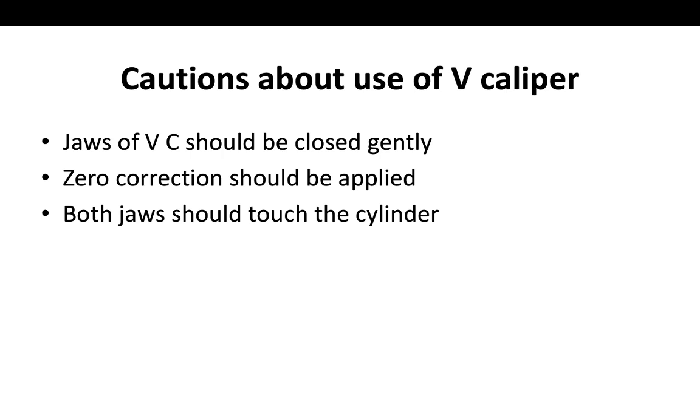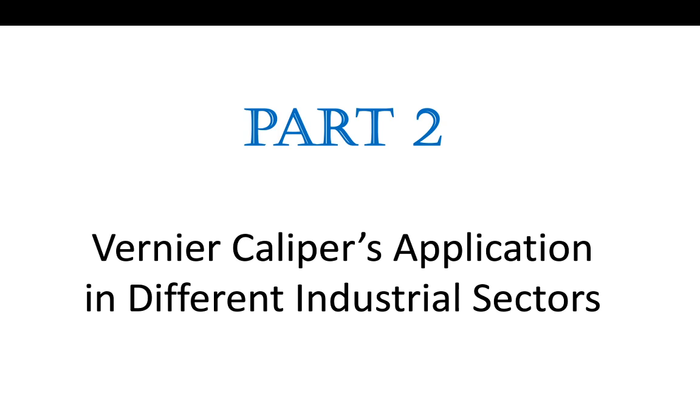Both jaws should touch the cylinder. While measuring, whether you are using the upper jaws or lower jaws, both should be touching the cylinder or any type of screw or object you are using.